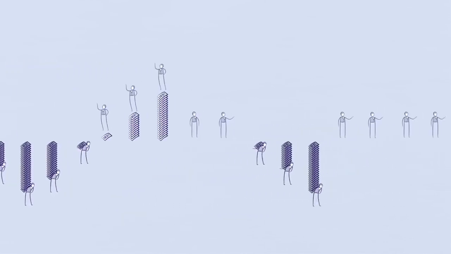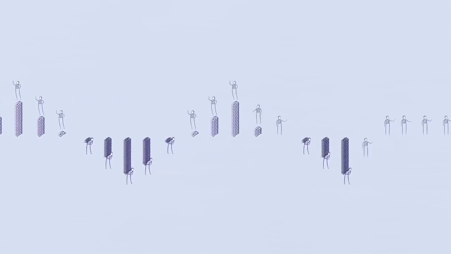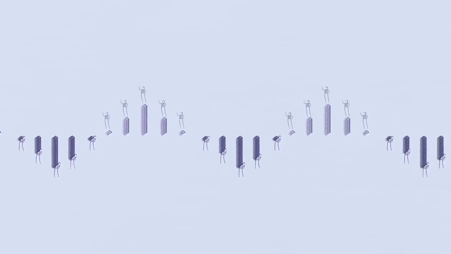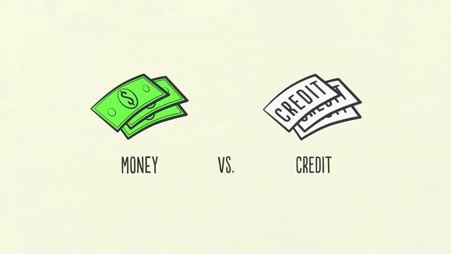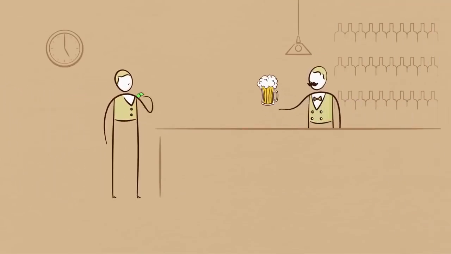This is why understanding credit is so important, because it sets into motion a mechanical, predictable series of events that will happen in the future. This makes credit different from money. Money is what you settle transactions with. When you buy a beer from a bartender with cash, the transaction is settled immediately.